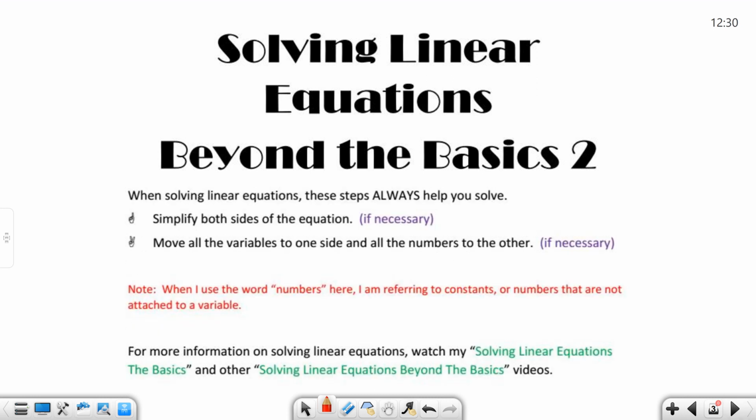When solving linear equations, these steps always help you solve. Simplify both sides if that's necessary. And of course, if you're distributing to parentheses, then that is simplifying a side. You're removing those parentheses. And then move all your variables to one side and all the numbers to the other if necessary. When I use the word numbers here, I'm referring to constants and numbers that are not attached to a variable. That would be a coefficient. For more information on solving linear equations, watch my Solving Linear Equations, the Basics video, and my other Beyond the Basics videos.